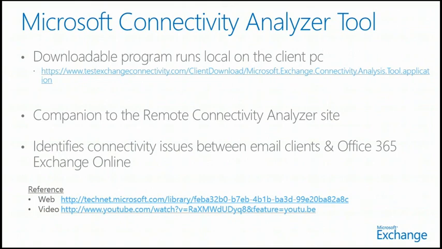There's also the Connectivity Analyzer tool, which works hand in hand with that, but this is a downloadable tool. So you can download this and run this on the actual client machine that's having trouble. And it'll tell you, hey, from this client, I can't connect to Exchange Online because of X, Y, and Z. It's the companion tool to the Remote Connectivity Analyzer site, and it identifies connectivity issues between the clients and Office 365 Exchange Online. There is a great video right here that actually shows how the tool works, and also the web reference.